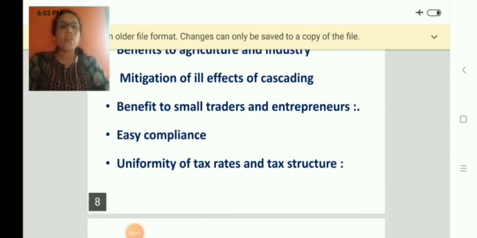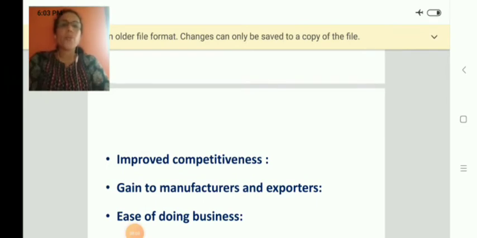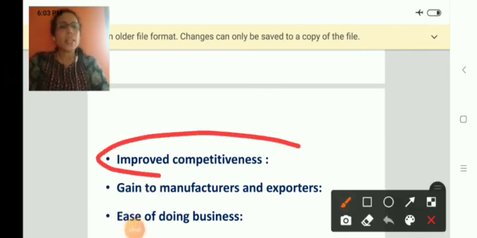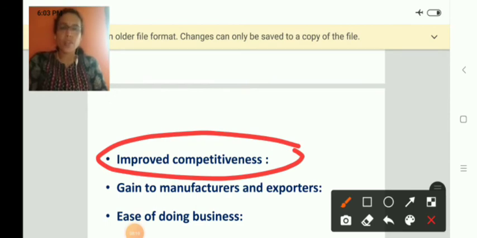All these are very simple points. Okay. Improved competitiveness: as there are reduced tax rates and uniformity of tax rate throughout the nation from state to state, there will be competition among states, so that it reduces the cost of production rather than increasing the price.